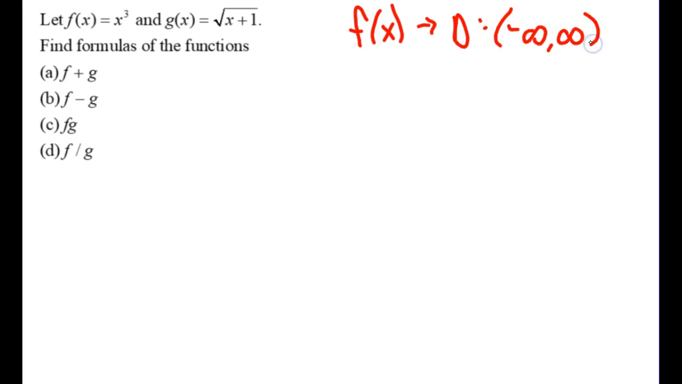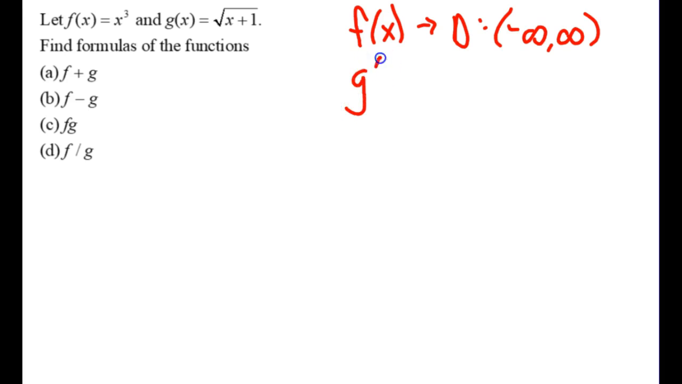Let f of x be x cubed and g of x equal the square root of x plus 1. First of all, we need to find the domains for f of x and g of x. The domain for f of x, f of x equals x cubed, is just a polynomial, so we know the domain is all real numbers, negative infinity to infinity.